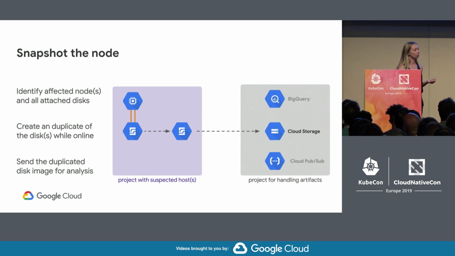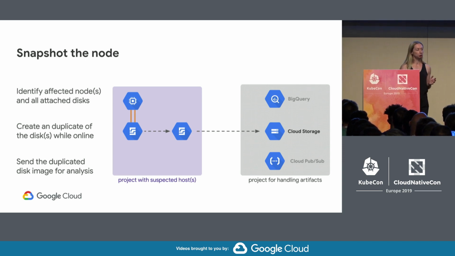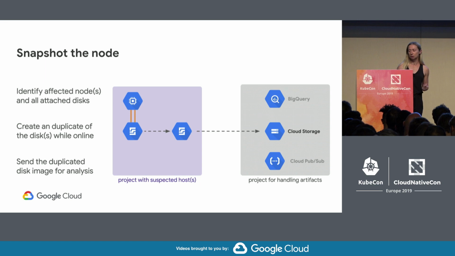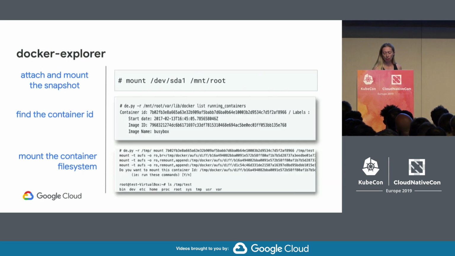But the thing here is, once you bring this disk image up on a different node, your containers are no longer running, so it's really hard to tell what was going on at the time the snapshot was taken when the containers were running. So at Google, we have an open source project called Docker Explorer, which helps you do forensic analysis of offline Docker file systems from a disk snapshot.